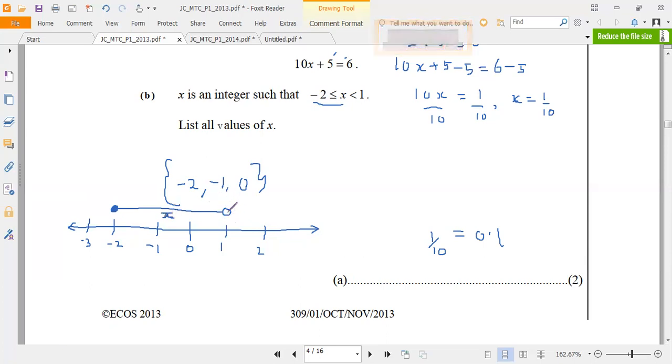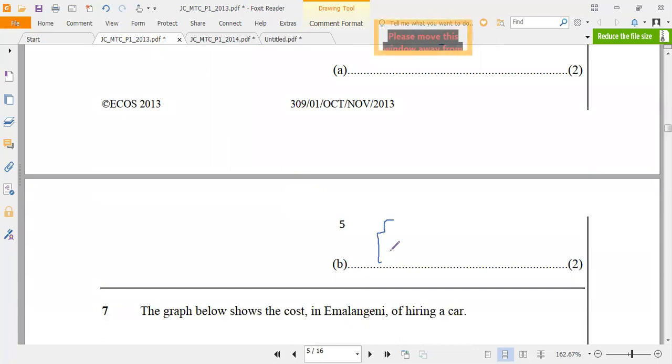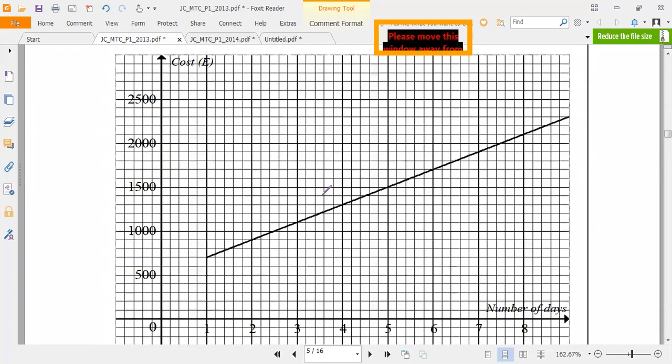So 1 is not included. That's why this one here is an open circle. Meaning that the answer for this is -2, -1, and 0, since 1 is not included.